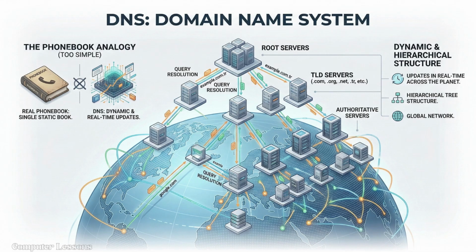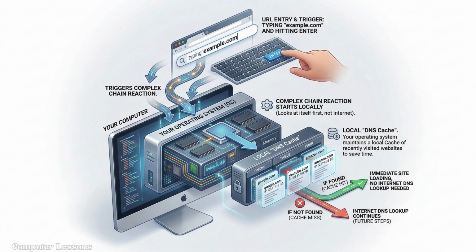It is often described as the phone book of the internet, but that analogy is too simple because a real phone book is a single static book. DNS is a dynamic, hierarchical tree structure that spans the entire planet and updates in real time. When you type a URL into your browser and hit enter, you trigger a complex chain reaction known as a DNS lookup. The first place your computer looks is not the internet, it looks at itself.